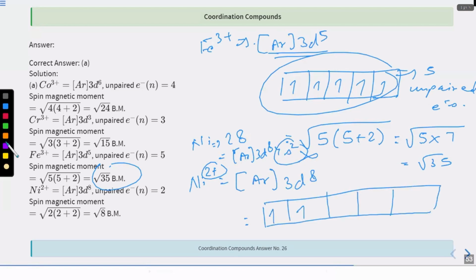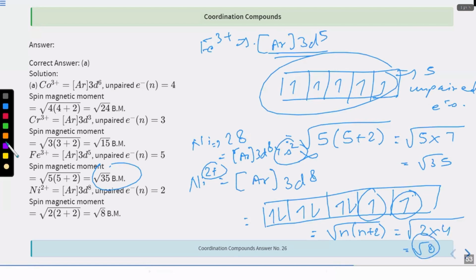it would be 1, 2, 3, 4, 5, then 6, then 7, then 8. So there are 2 unpaired electrons. Again, using the same formula, root of n into n plus 2, we get root of 2 into 4, which is root 8, which is shown here. Again, BM is Bohr magneton, the unit for spin only magnetic moment. Bohr is the scientist after whom this unit is named.